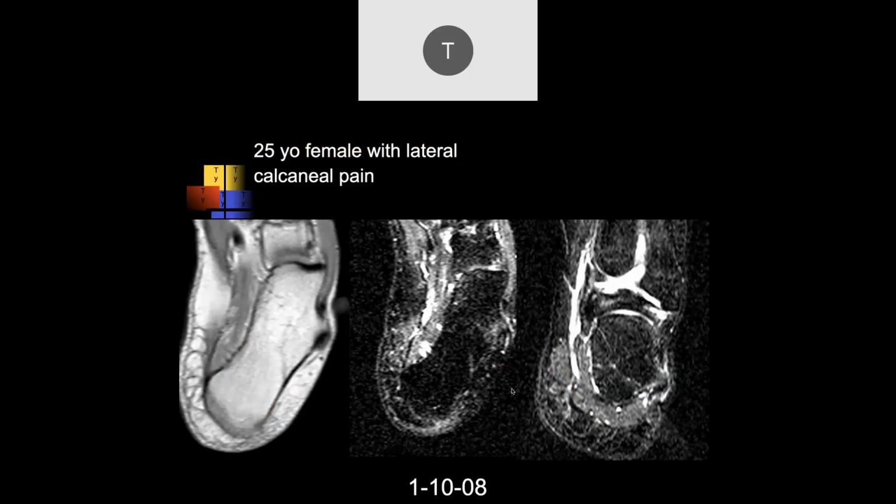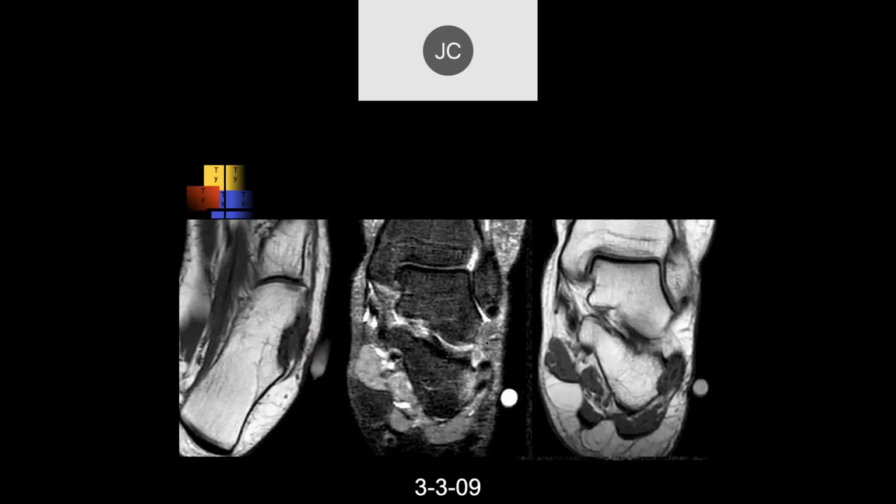Robert. All right, so we have a 25-year-old female with lateral calcaneal pain. Looks like there's a peroneal tubercle and the tendons adjacent look relatively okay, but there's some edema in that peroneal tubercle. Okay, not the world's best study, but this is 2008. And we can see there's some edema here in the peroneal tubercle. So this was 1/10/2008. The patient came back a year later, and this is what it looked like.